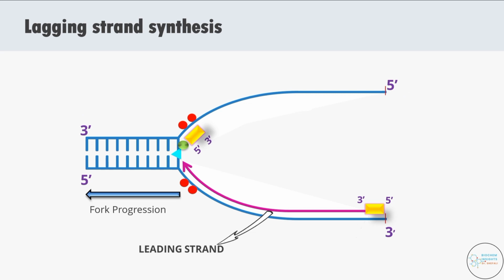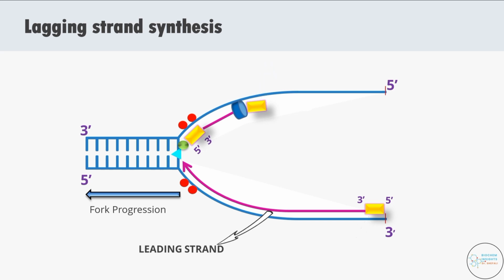Now using the 3' OH of RNA primer, DNA polymerase 3 synthesizes a new DNA strand against the replication fork. Isn't it clear from the diagram that the new DNA strand is synthesized away from the replication fork and not in the direction of the replication fork, right? Now it is important to note here that DNA polymerase 3 can continue to synthesize new DNA strand until it comes across another RNA primer in its view.